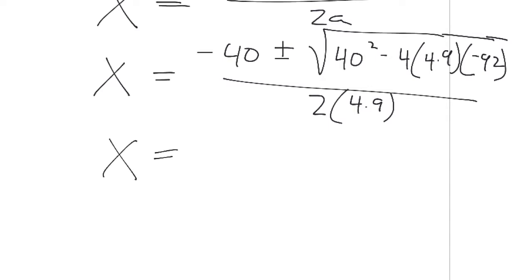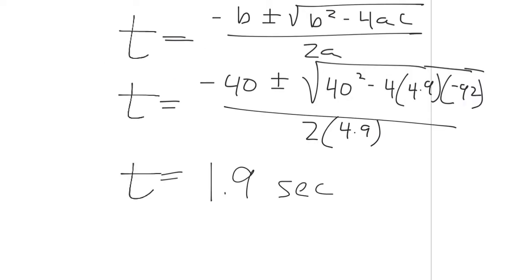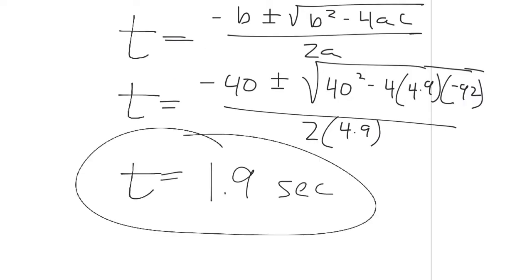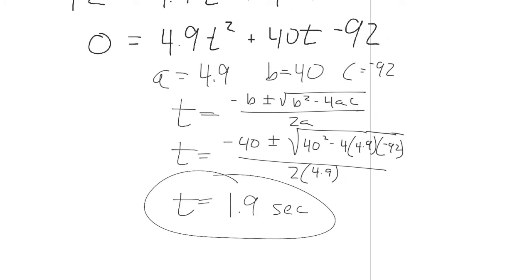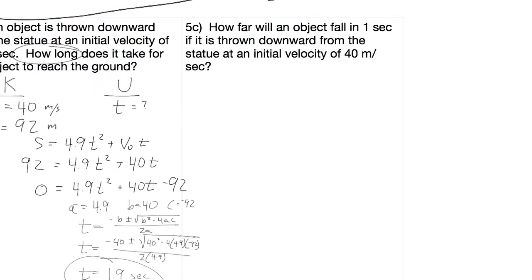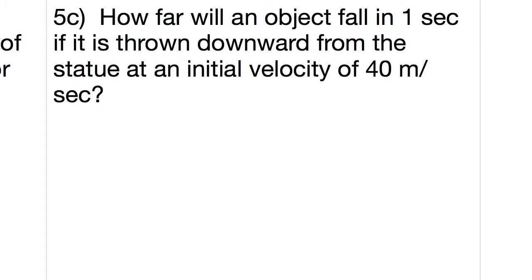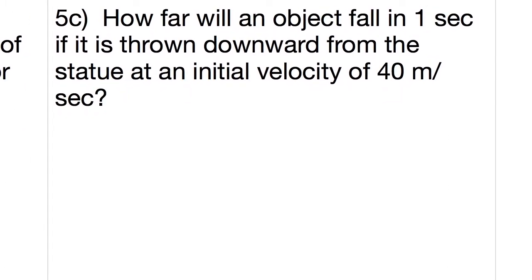Now, you could put this immediately into a calculator. Depending on your calculator, it might be easy and it might be beneficial enough to calculate the discriminant first. But in any case, you get 1.9 seconds if you're using the plus of the plus or minus. If you use the negative 40 minus the square root, then you'll get another answer, which mathematically will make sense, but it'll be negative. And so therefore, we just want to discount it.